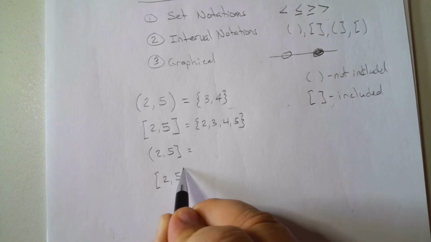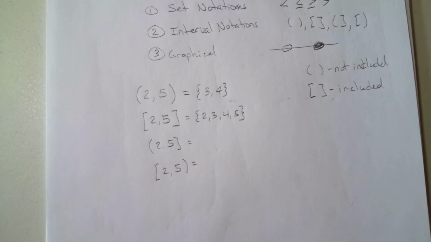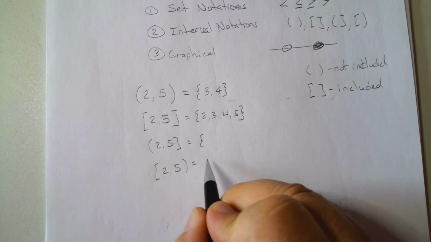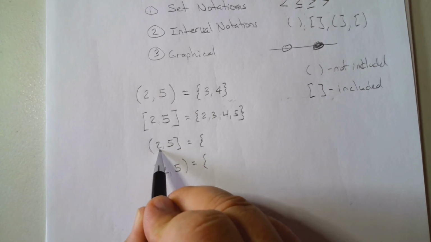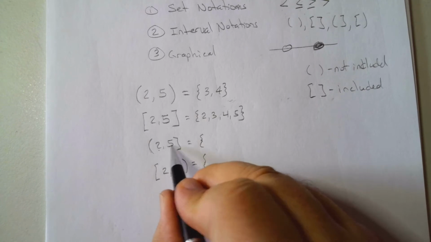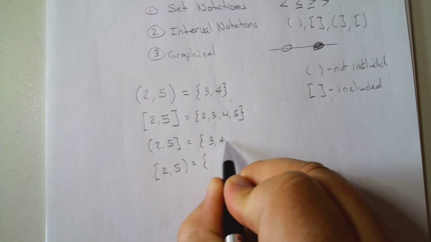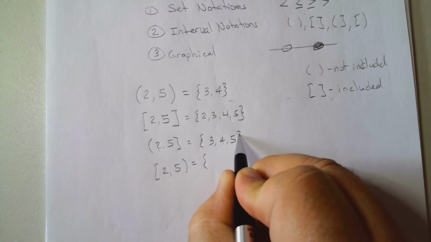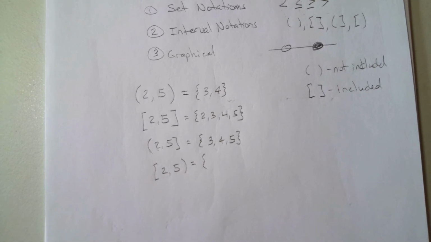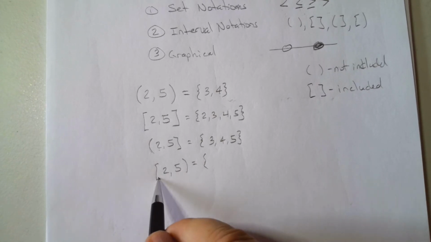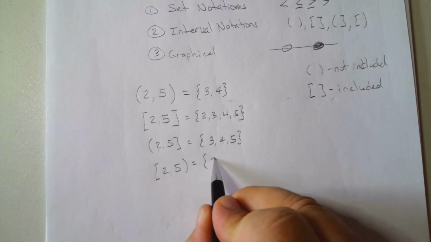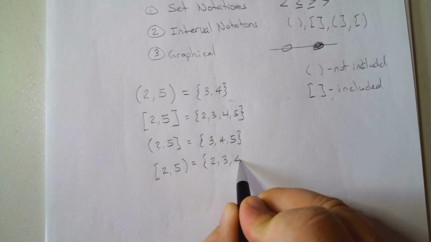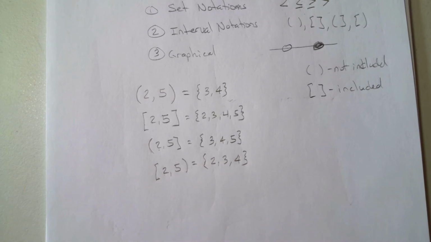Let's say we had these. What this one says, this is parentheses, I cannot use 2, but I can use 5. So it's 3, 4, 5. Bracket means I can use a 2. Parentheses, I cannot use the 5. So it goes 2, 3, 4. So that's what those mean.